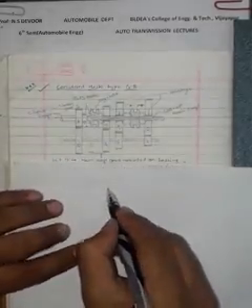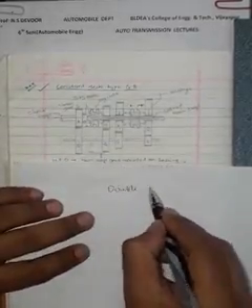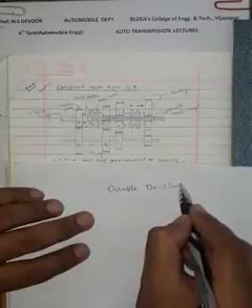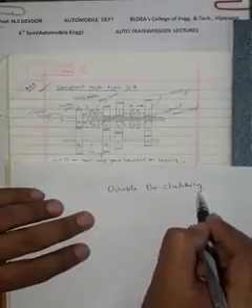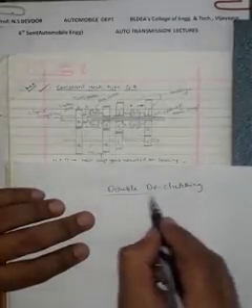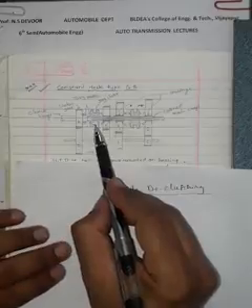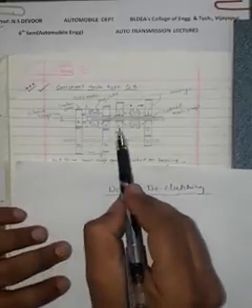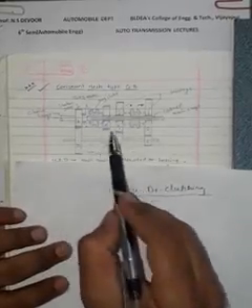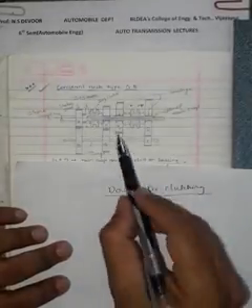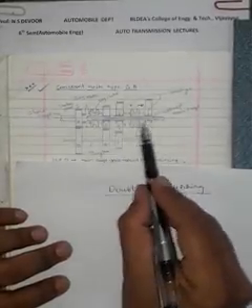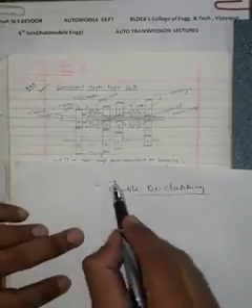What is double declutching? I will explain it. Usually in the examination they will ask what is double declutching. As already told, the speed of the dog clutch is very high and the speed of the gears is less. So we have to equalize the speed. We have to increase the speed of the gears of the main shaft. That is what we do in double declutching.